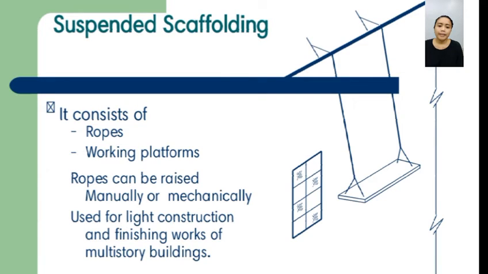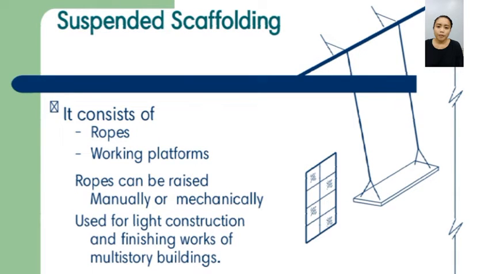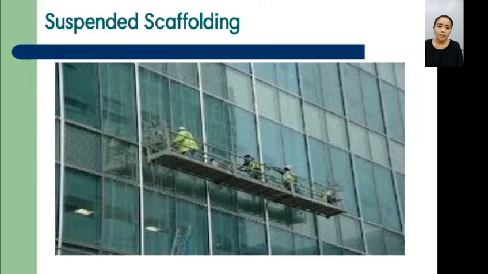Next is suspended scaffolding. It consists of ropes and working platforms. Ropes can be raised manually or mechanically, used for light construction and finishing works of multi-story buildings. In tall buildings, for working at high levels, such as the painting of tall buildings, it is more convenient and economical to suspend the working platform from above the ground than to support it from the ground. This is especially so when the height is more than 30 meters.